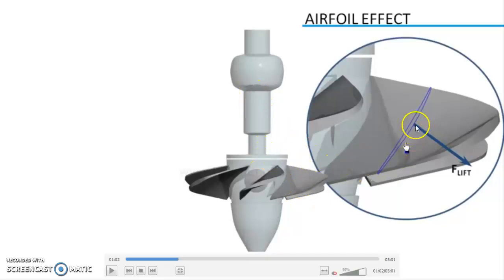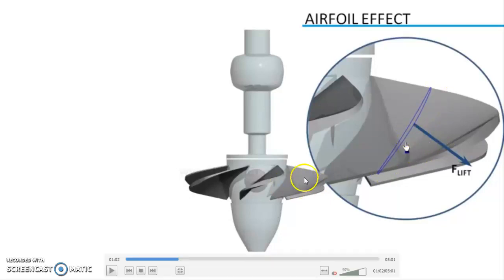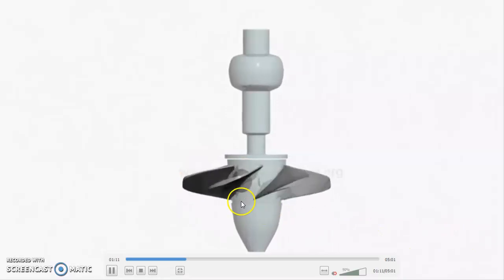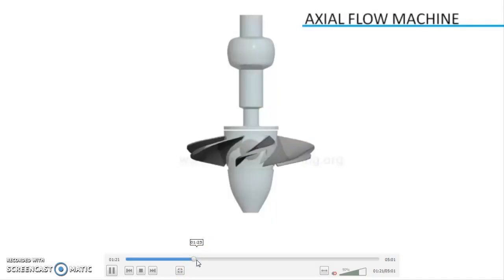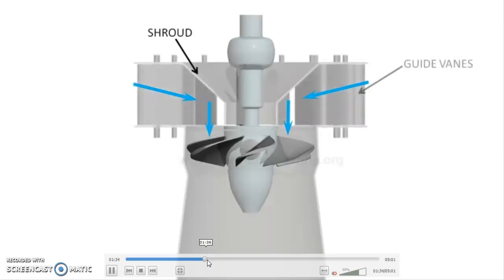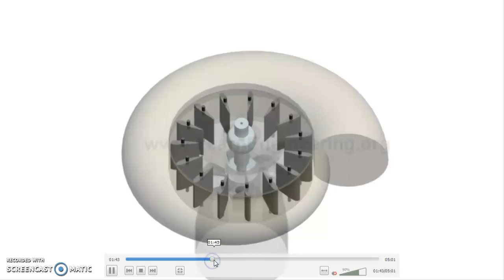Now as the water is falling in a downward direction parallel to the axis of the shaft, a lift force is created, the same as that in the wing of an aircraft or an aeroplane. Similarly, a lift force is created on these runner blades due to difference in pressure, due to which the blades start to rotate. When the blades rotate, the shaft rotates, which will produce electricity. This is an axial flow machine. It is encased, and these are the guide vanes which will guide the water to the runner.